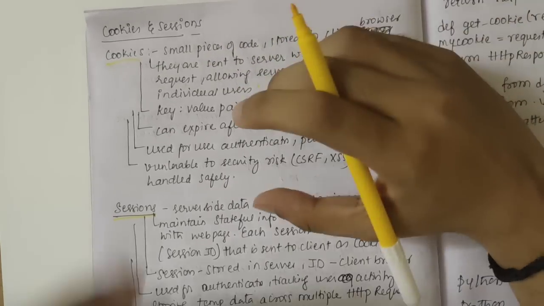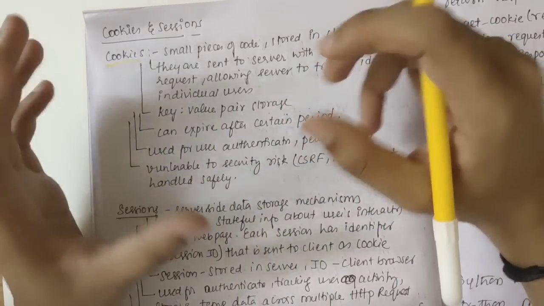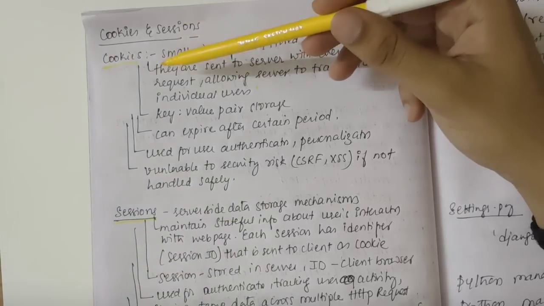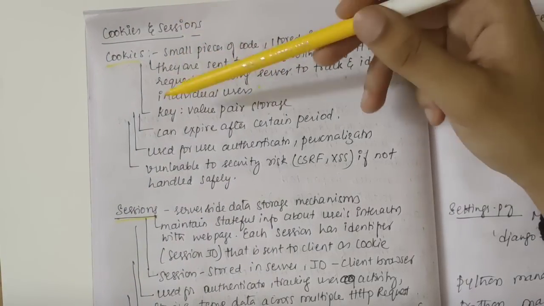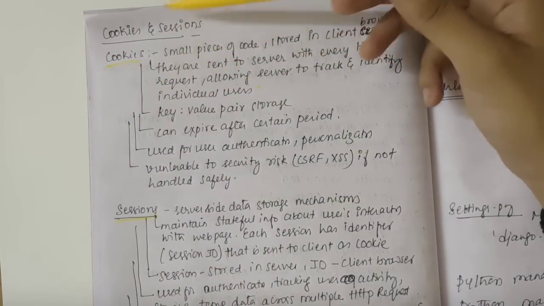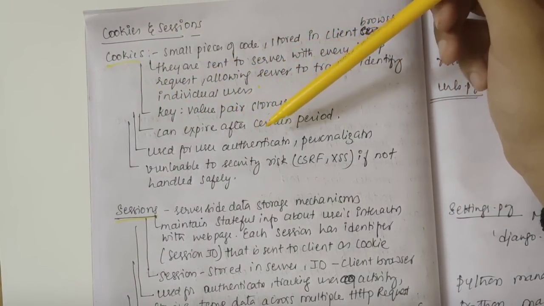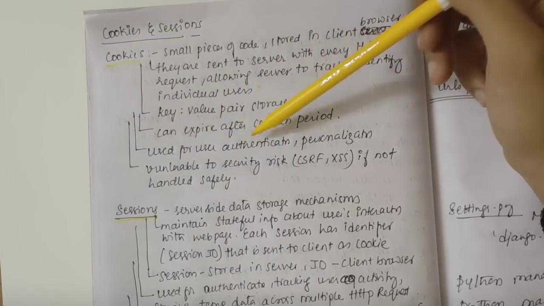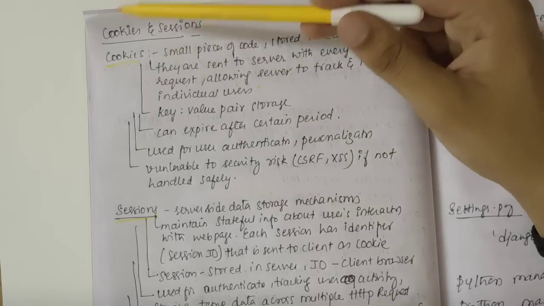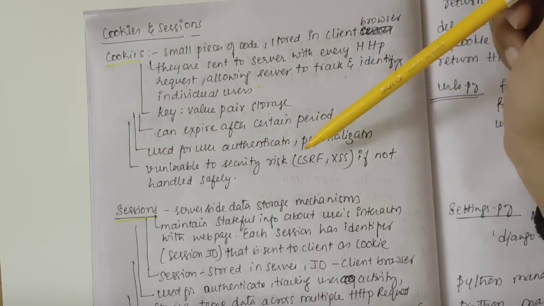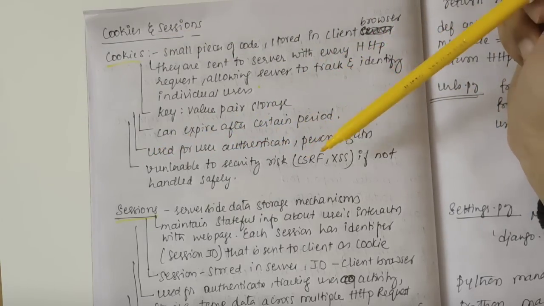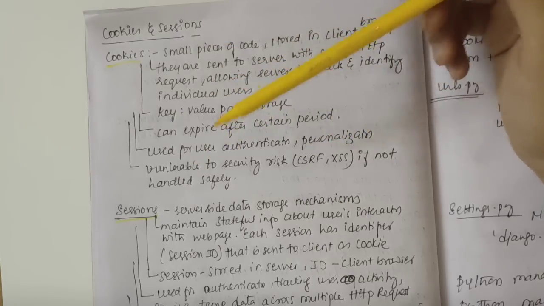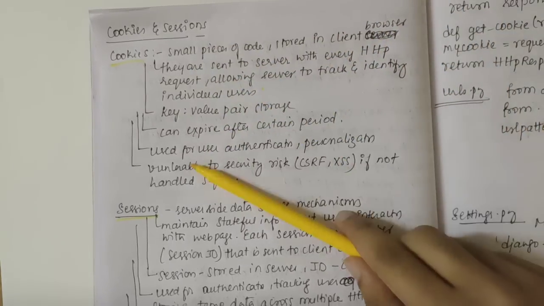So in order to emphasize personalization, user authentication and all, we'll be making use of cookies. Here in cookies, the values are stored in key-value pairs. Cookies can expire after a certain period. They are used for user authentication and personalization. Yes, cookies are vulnerable to security risks. A CSRF attack or XSS attack could happen if they are not handled properly. So this was about the cookies introduction.